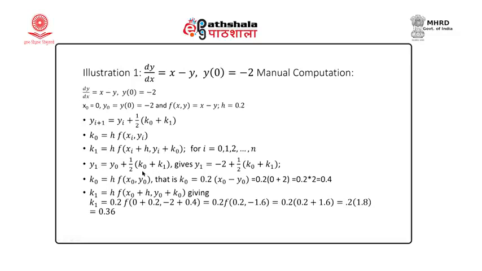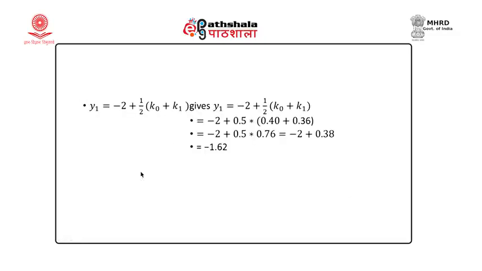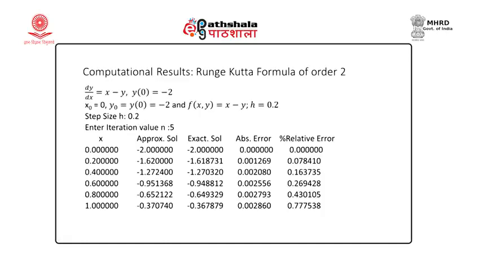Now, new k0 and k1 will have to be calculated. k0 will become h f(x1, y1) instead of h f(x0, y0), and k1 will become h f(x1 + h, y1 + k0), and this is how we will get y at x2, and this will go on. So, the program was designed, and when implemented, this is how the computation table looks for this particular example.